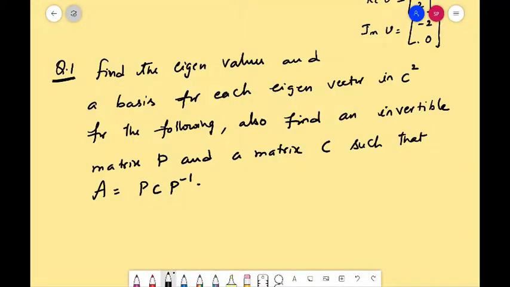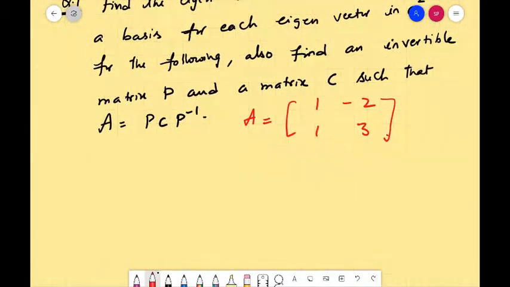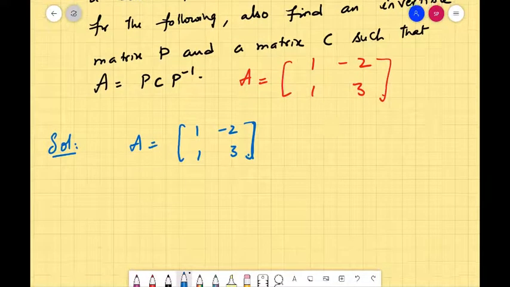Find eigenvalues and a basis for each eigenspace in C2 for the following, and also find an invertible matrix P and a matrix C such that A is equal to PCP inverse, where the matrix A is given as 1, minus 2, 1, 3. So let us go to its solution. Here A is given as 1, minus 2, 1, 3. Let us write its characteristic equation.